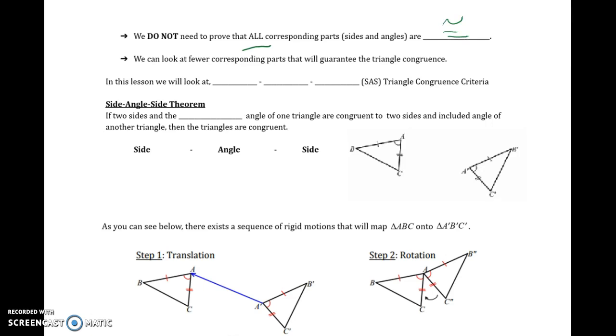So the first one we're going to look at is side, angle, side congruence criteria. And again, what the theorem states, we discussed this in the vocabulary. If two sides and the included angle, again, that is the angle in between those sides that we have, of one triangle are congruent to two sides and the included angle of another triangle, then we can say that the two triangles are congruent. So for example, we have AB congruent to A prime B prime.